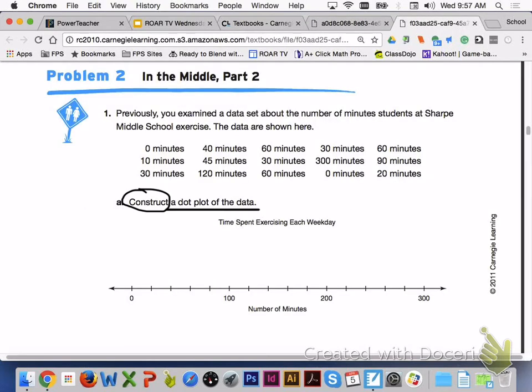At the bottom of page 1084, let's start problem 2, in the middle, part 2. Number 1 says, previously you examined a data set about the number of minutes students at Sharp Middle School exercise. The data are shown here. Please answer letter A with your group members.